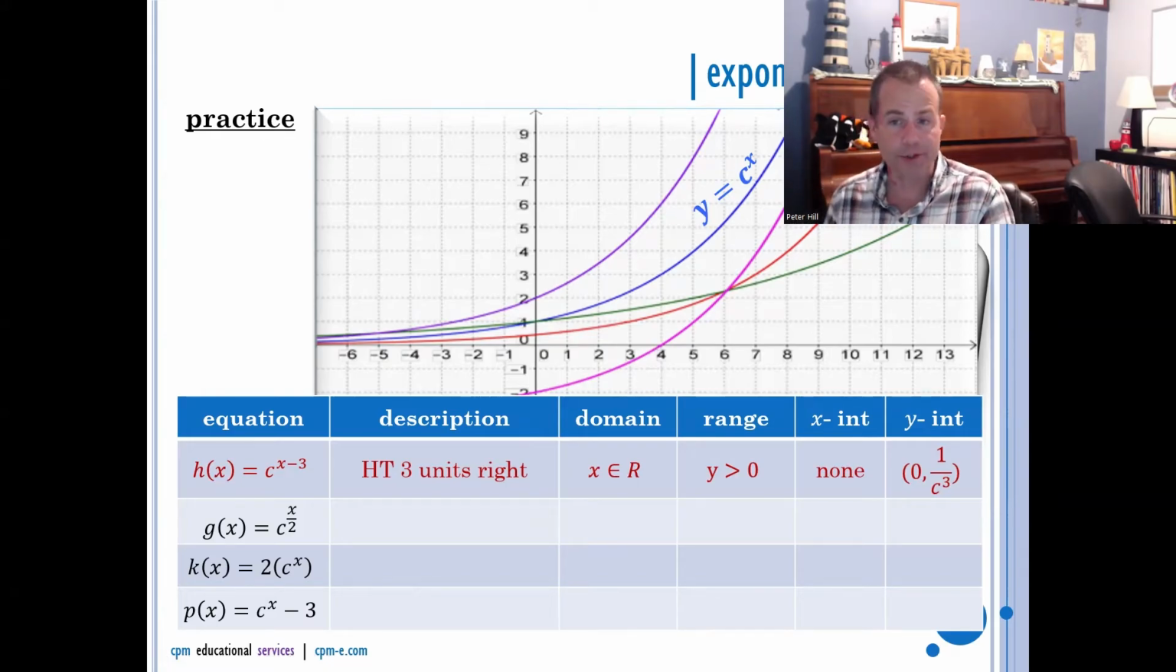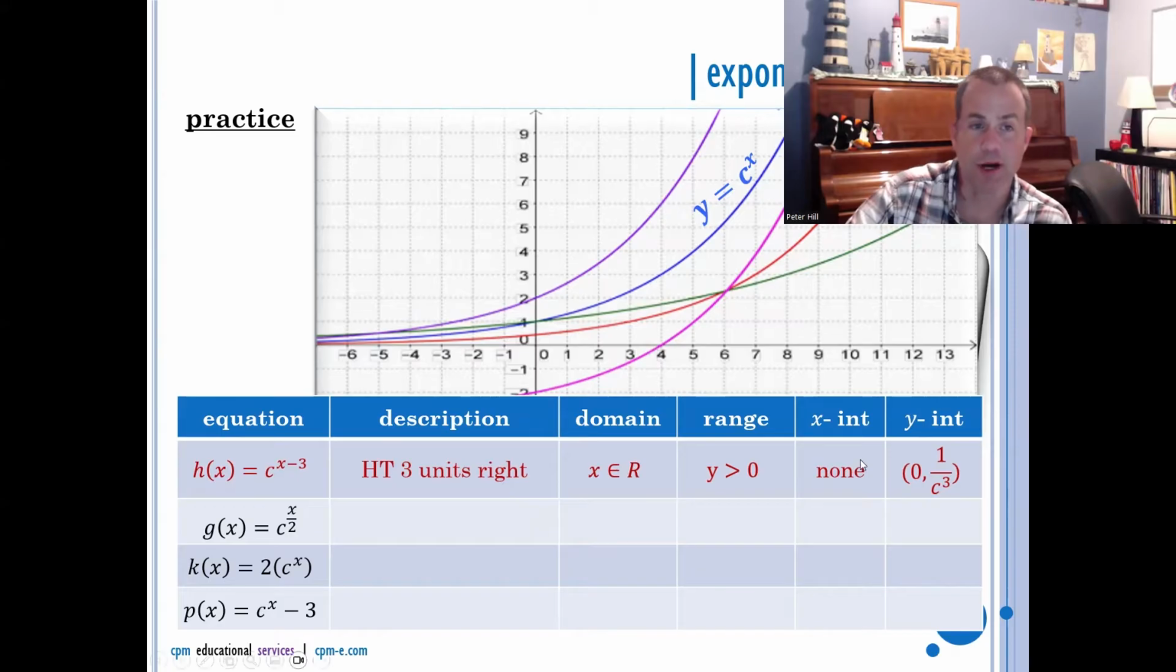And then my y-intercept, well, if I want a y-intercept, I'm plugging 0 in for x. So I get out c to the negative 3, which is the same thing as 1 over c to the positive 3. We never write something with a negative exponent, okay? So my y-intercept would be 0, comma, 1 over c cubed.